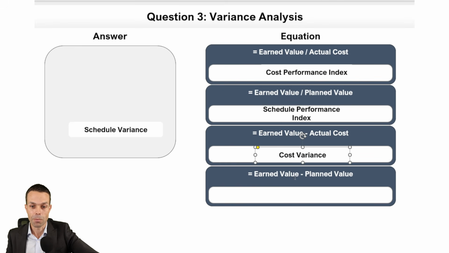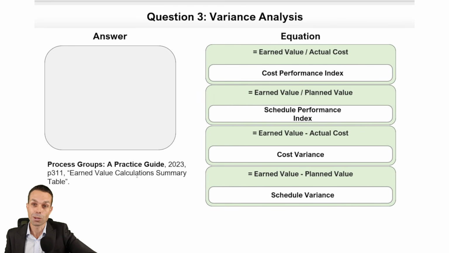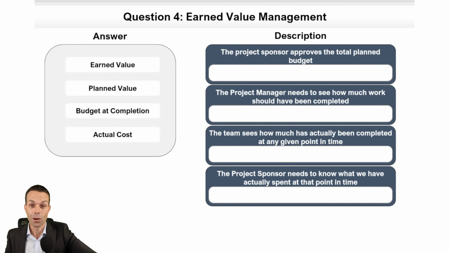And if we minus the planned value, it's going to be our schedule variance. That's a wonderful way to know those variance analysis and those calculations. There we are, that went well. And that's in the Process Groups Practice Guide under page 311, Earned Value Calculations Summary Table, if you want to check that out for yourself. Pretty cool. All right, Earned Value Management.